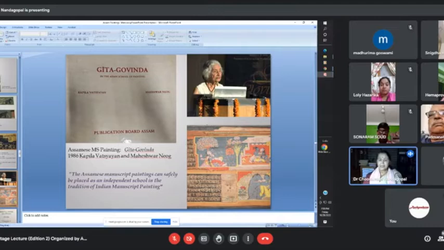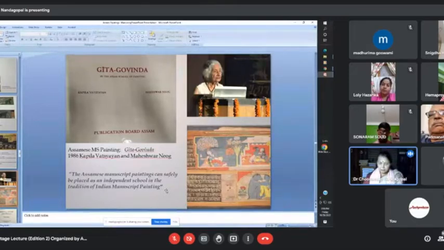She said that the Assamese manuscript paintings can safely be placed as an independent school in the tradition of Indian manuscript painting. Such a great art historian, Dr. Kapila Vatsyayan, gave Assamese manuscript painting the status of one of the independent schools in the tradition of Indian manuscript painting.